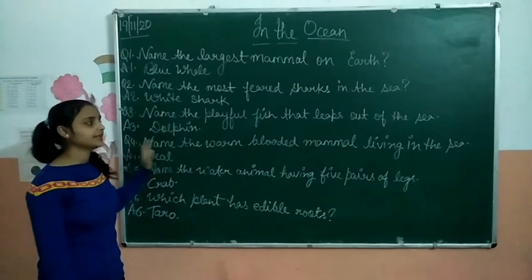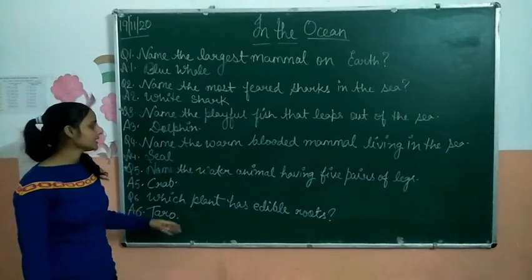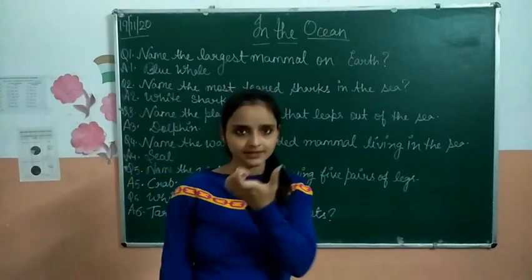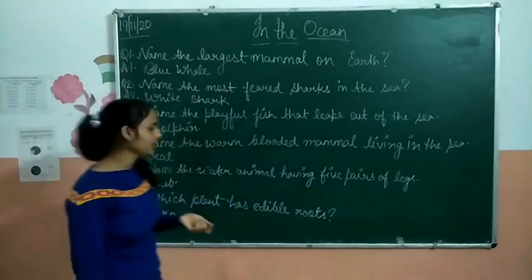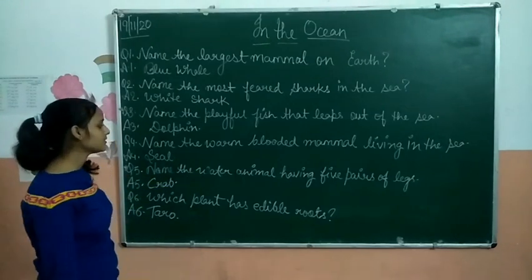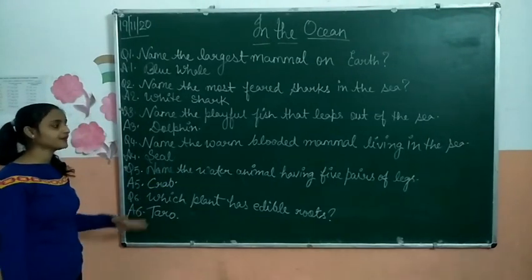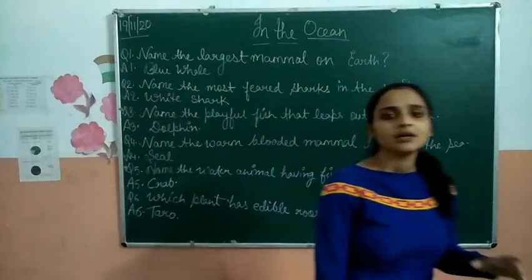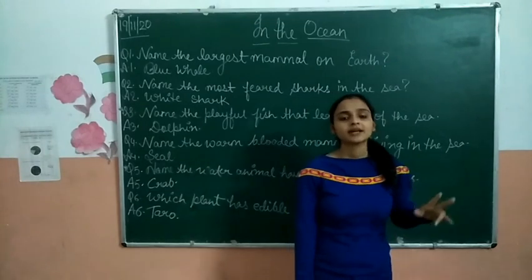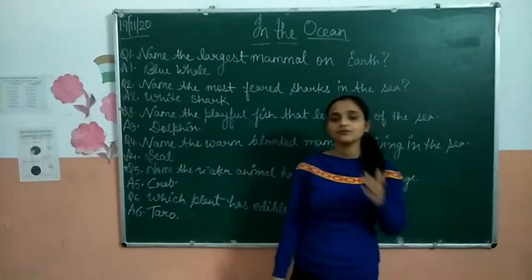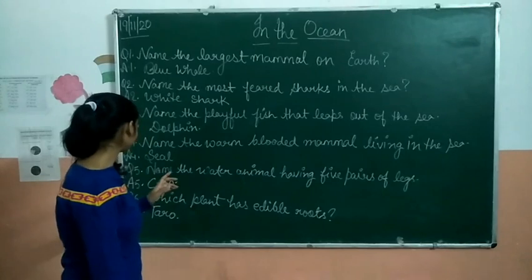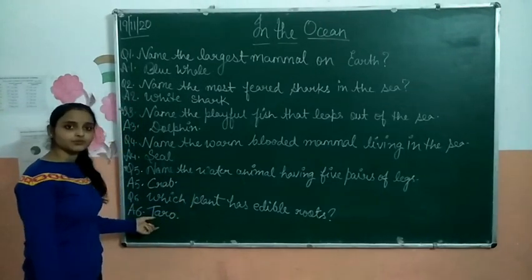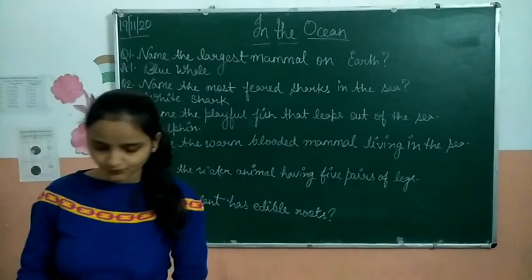Name the warm-blooded mammals living in the sea. Seal has warm blood. Warm-blooded means garam blood. Okay? Name the water animal having 5 pairs of legs. Who has 5 pairs of legs? Crab. Have you ever seen one? Crab has 5 pairs of legs. Which plant has edible roots? Taro. Okay? Write it down first.